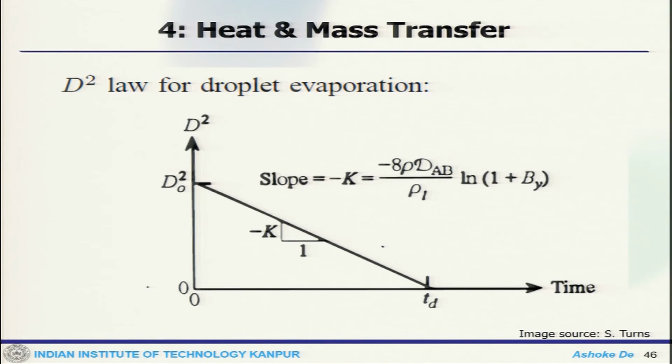What you see here is the d squared law for droplet evaporation, with d squared on the y axis and time on the x axis, and that is the slope you get. So, this is the well known d squared law. That is pretty much all about the heat and mass transfer that we wanted to discuss.